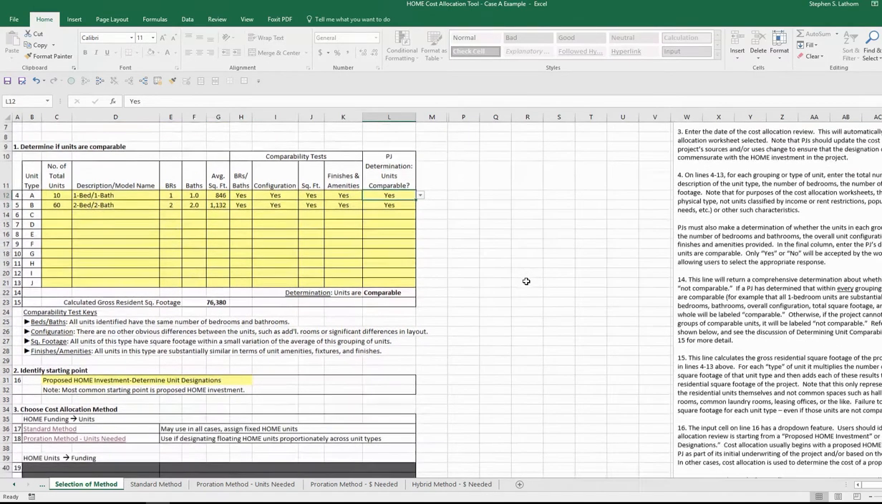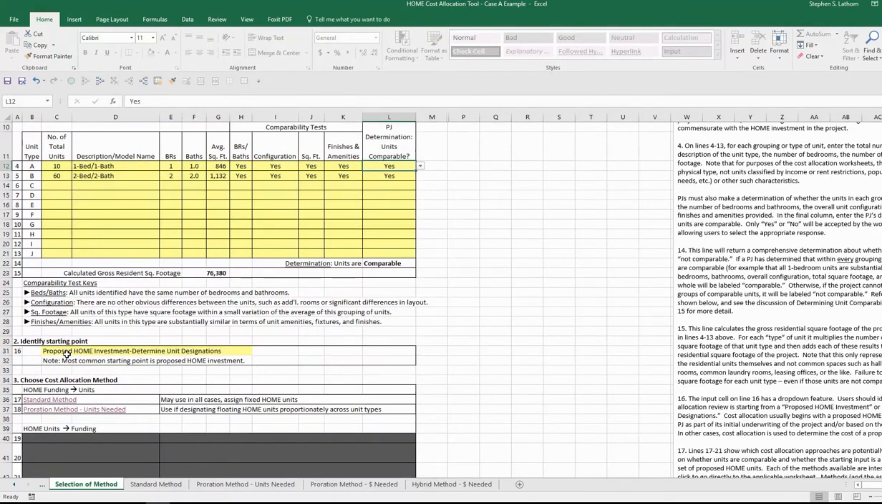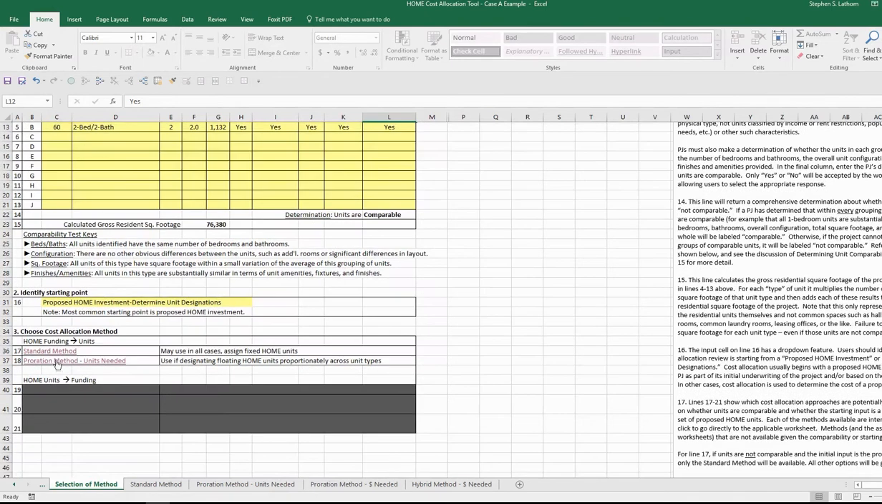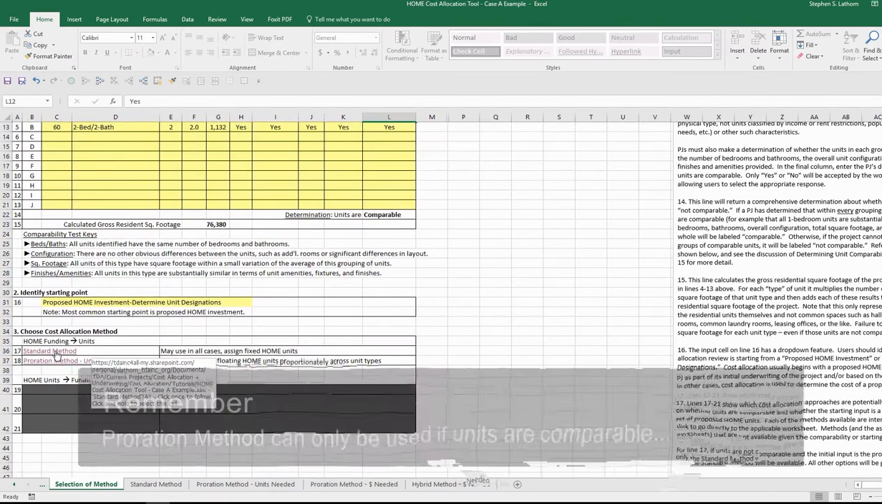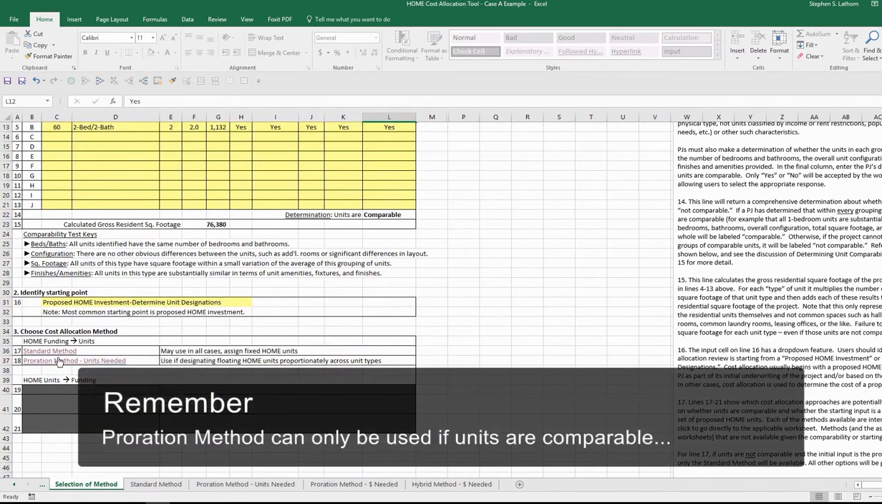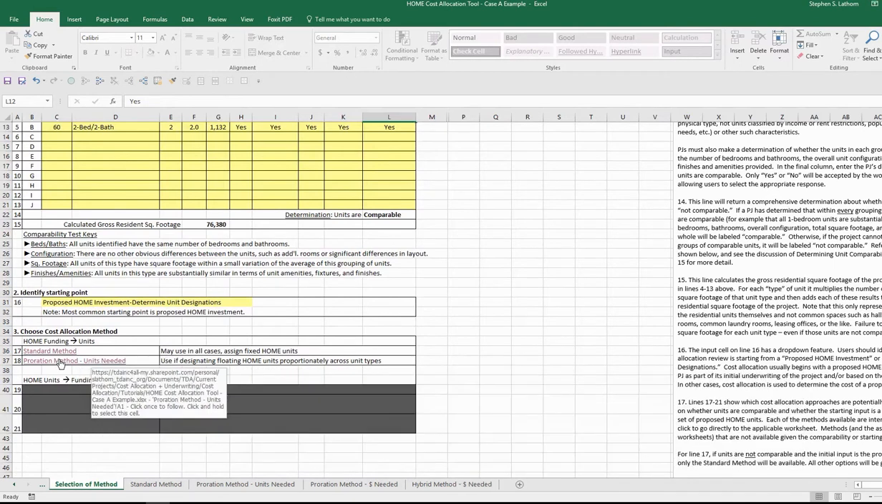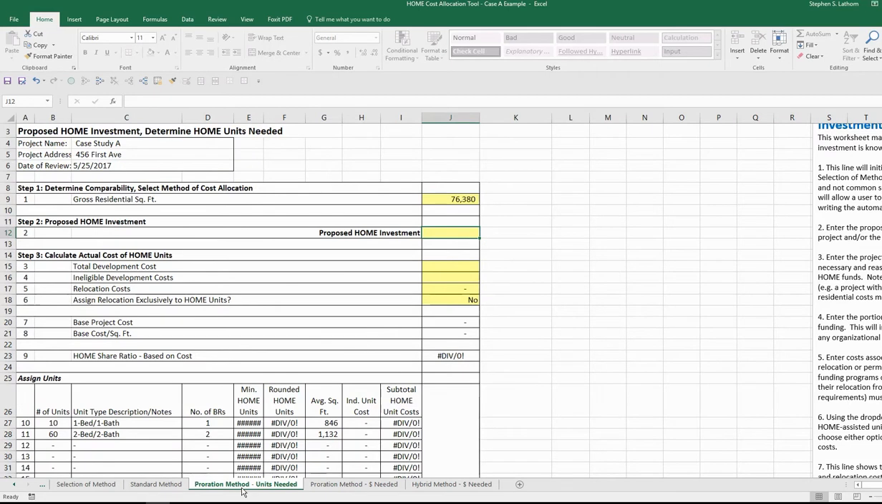Because the units are comparable and we're starting from dollars and moving to units, we have two choices. We could use the standard method. We can always use the standard method, or we can use the proration method, units needed. As I noted earlier, we also have a proration method, dollars needed, that is used to go the other way, and we'll talk about that in our next segment. But for today, we're going to use the proration method, units needed.